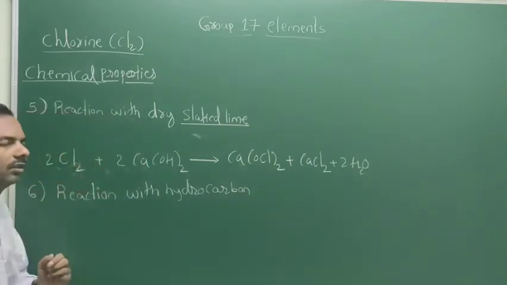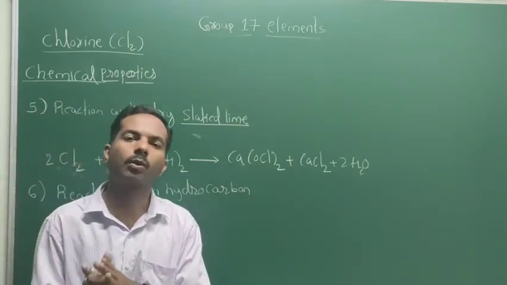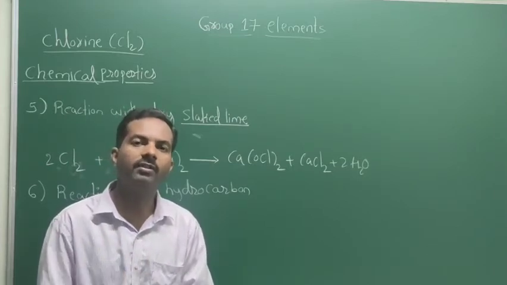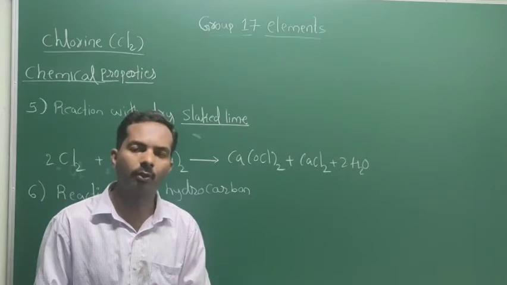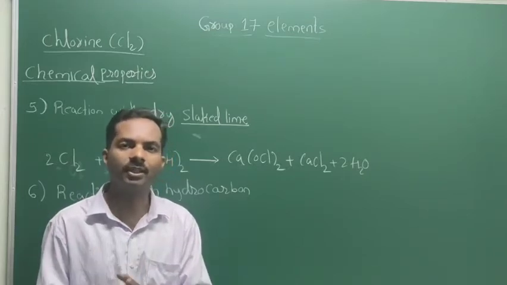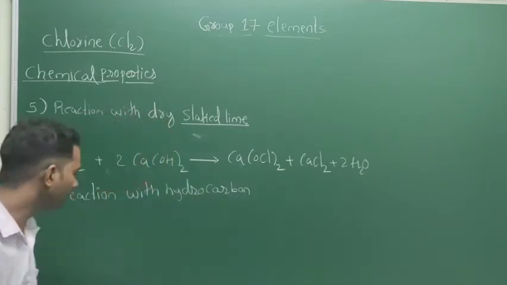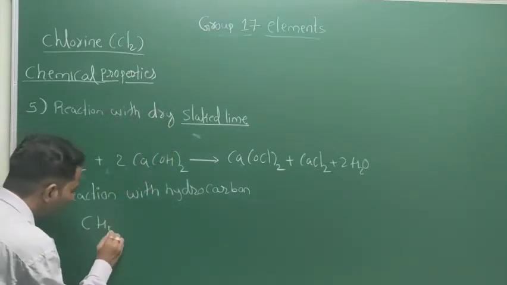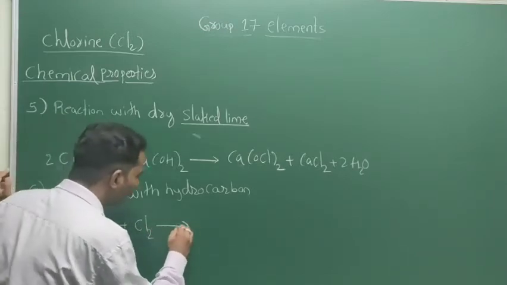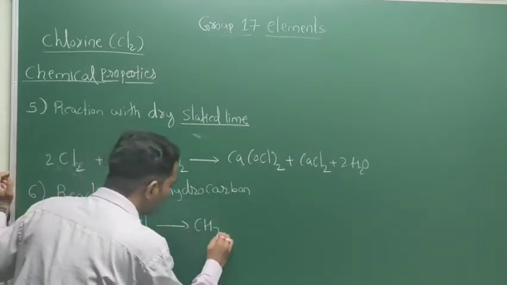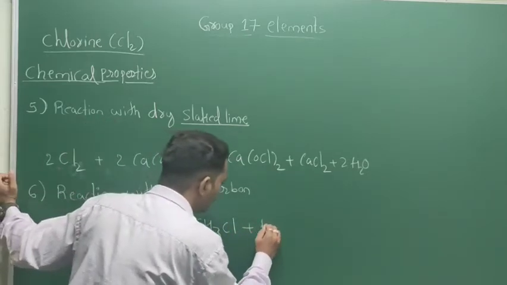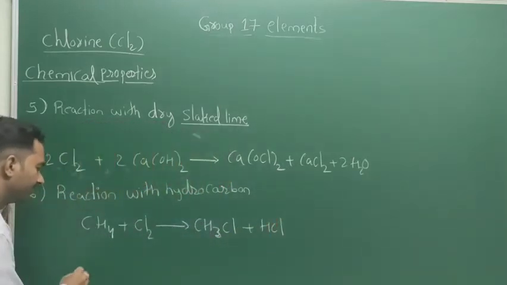Hydrocarbon. So here chlorine reacts with hydrocarbon to give substitution product with saturated hydrocarbon and addition product with unsaturated hydrocarbon. So consider the example methane. It reacts with chlorine, forming methyl chloride along with HCl.